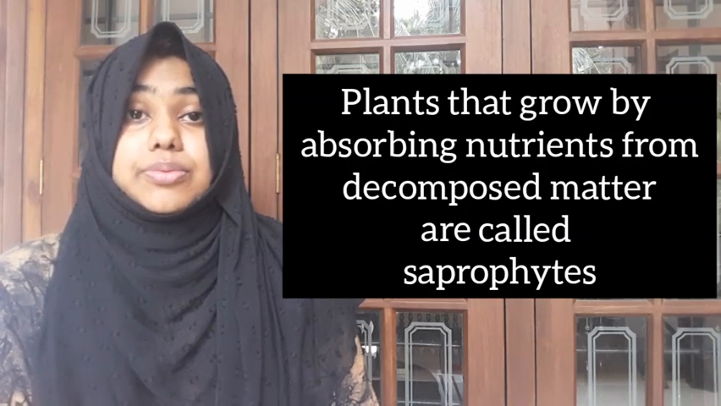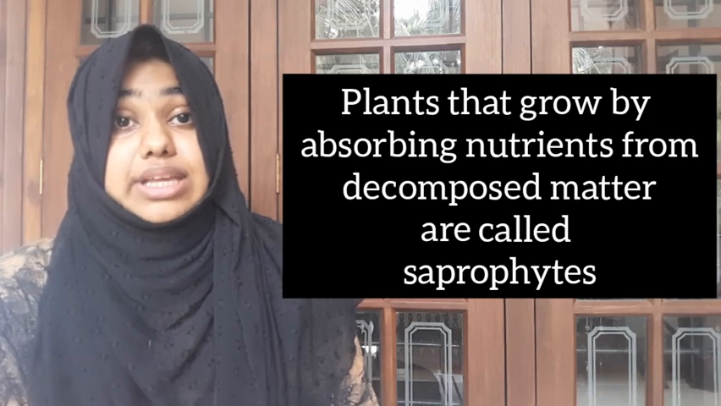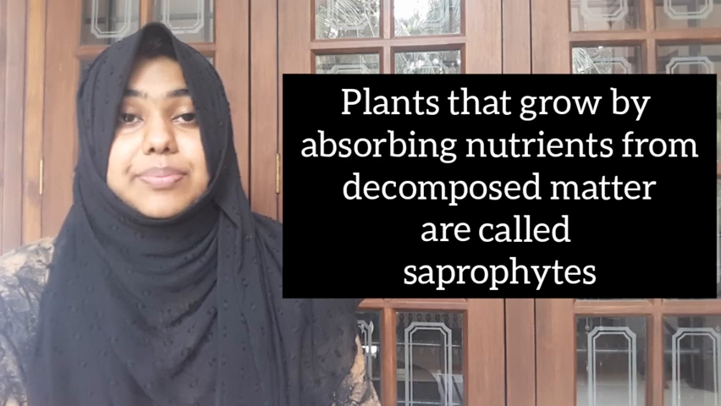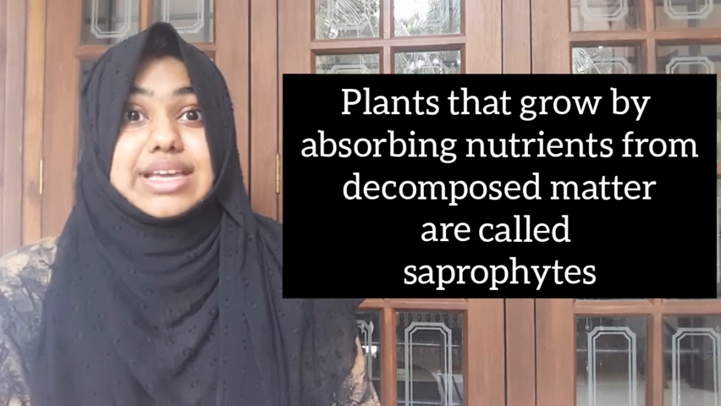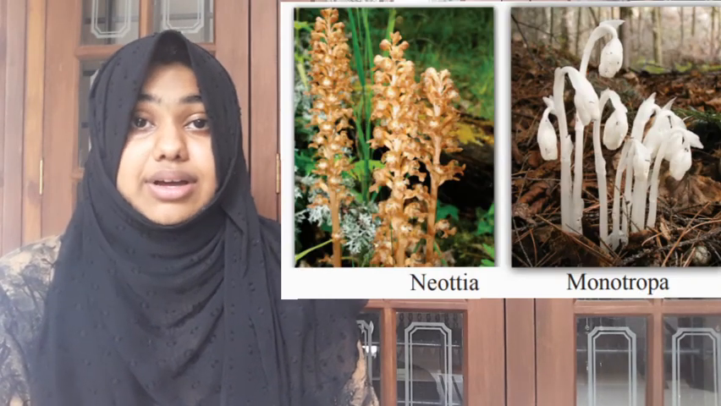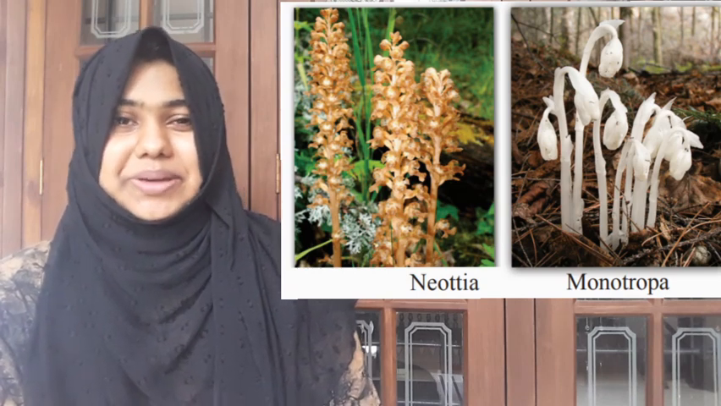And what did ma'am say in the definition? The plants growing by absorbing the nutrients from decomposed matter are known as saprophytes. Don't you want to know the examples in plants? Yes, right? So it is Neotia and Monotropa. Neotia and Monotropa. Okay?